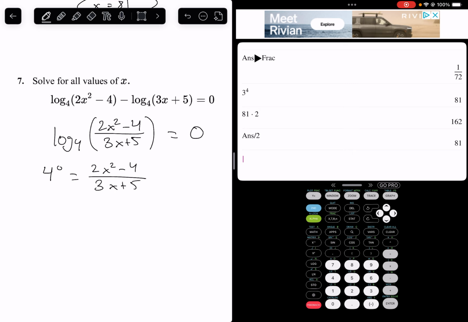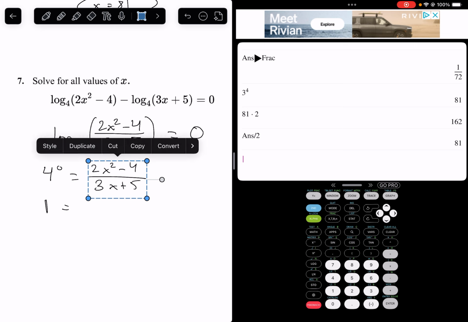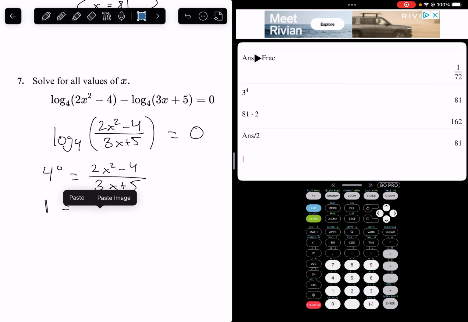So 4 to the power of 0 gives us (2x squared minus 4) all over (3x plus 5). We know that 4 to the power of 0 is 1. Anything to the power of 0 is 1. So that becomes a 1 there. Now we need to go ahead and get x by itself.